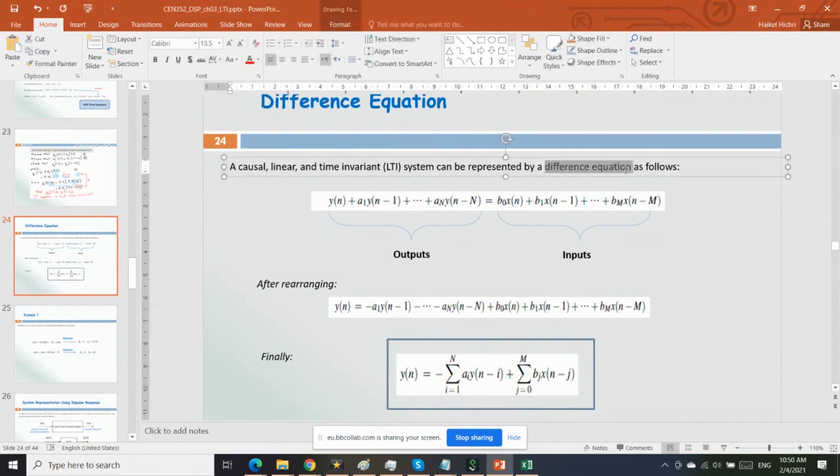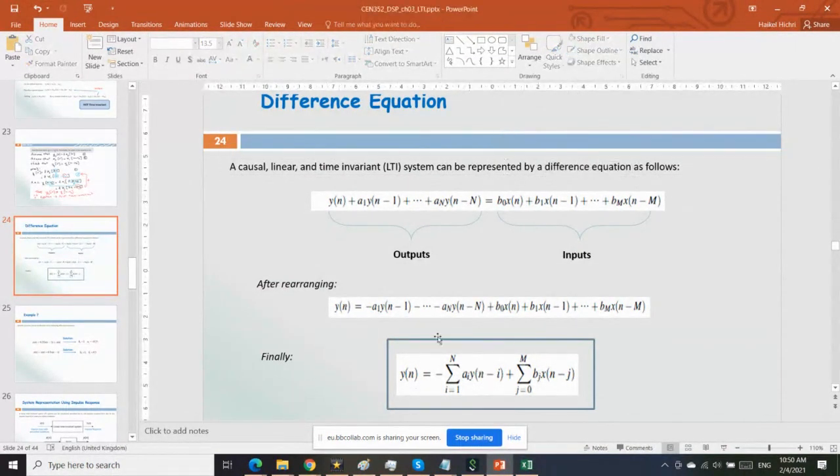Why is it called a difference equation? Because it has this part minus this part. So the sum of some shifted versions of the input minus a linear combination of the shifted versions of the output. So it's called the difference equation. This equation, this shorthand, is very important.